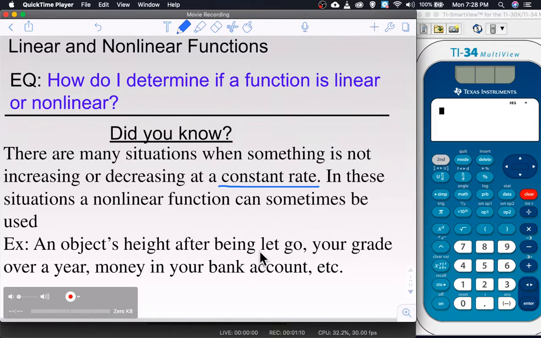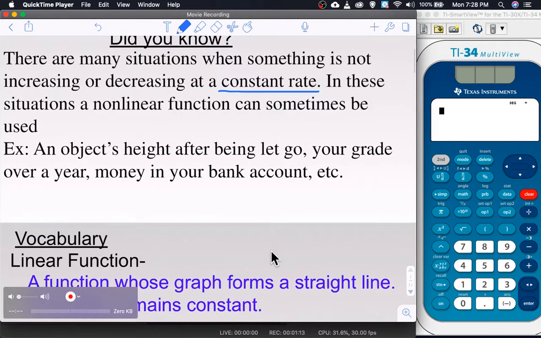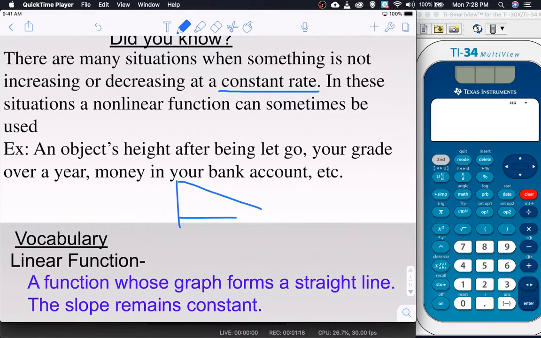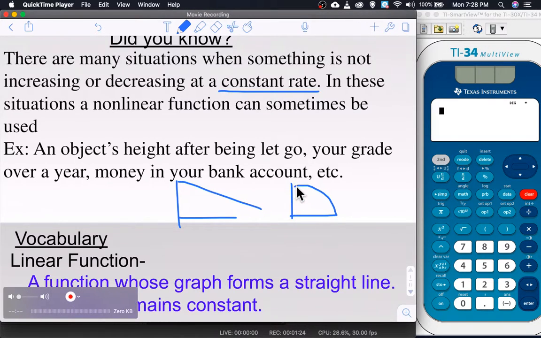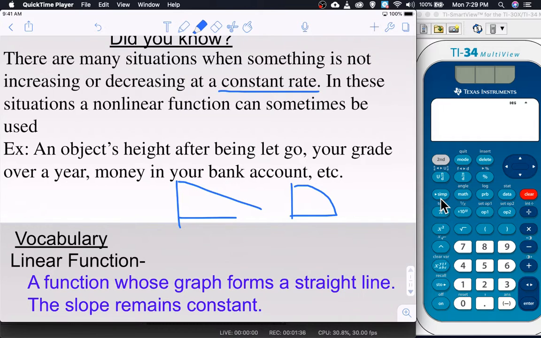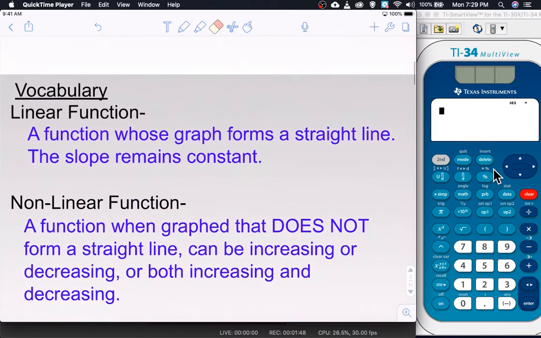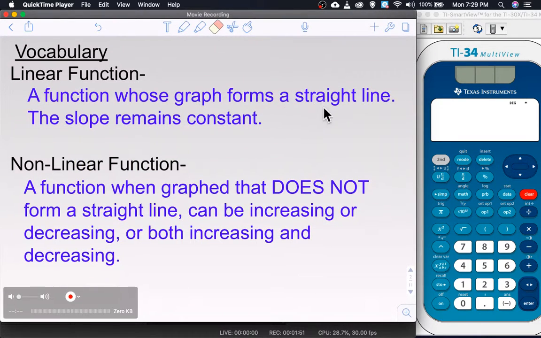So an object's height after being let go, height over time, it doesn't go like this. It's not a straight line. It's actually more of a parabola. It looks kind of like this, where the object, when you first let it go, falls slowly at first, but it gets faster and faster and faster as gravity's pulling it down. Your grade over a year might be nonlinear. It's probably not a straight line. Your bank account over time, the temperature over the course of a day or a month or a year is definitely nonlinear.